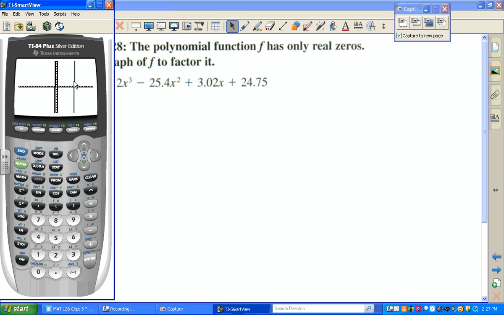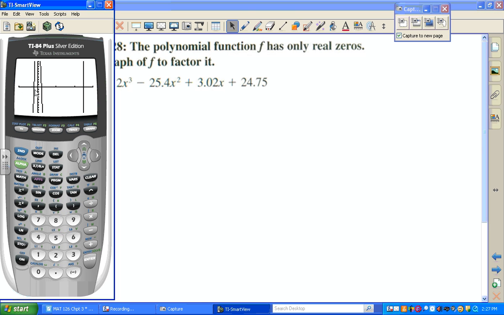I gotta change my window, can't I? It looks about like 15 out there, and negative 5. So I'll change my x's to go from like negative 5 to 15. Maybe I can see a little bit better. And maybe I should go by 5s, huh? Sure, 5s are wild. Why not? Scale 5s.